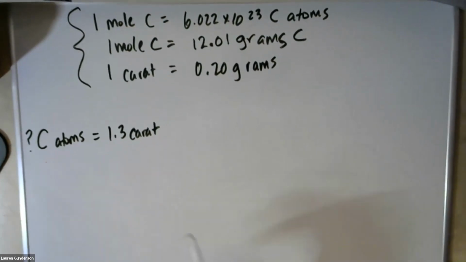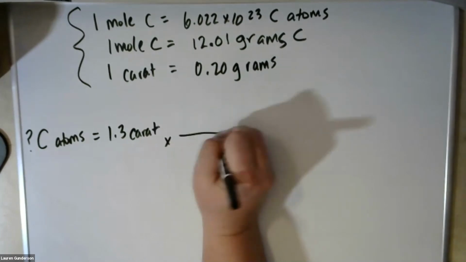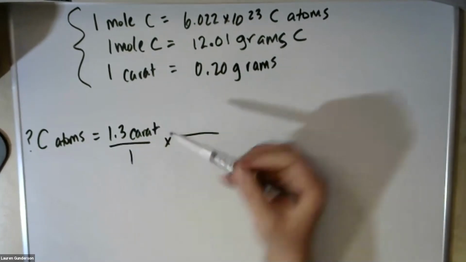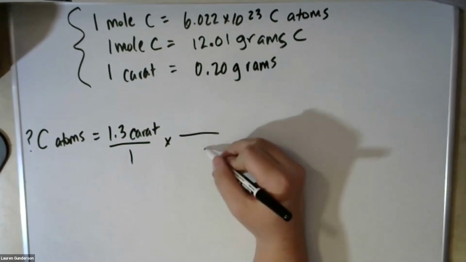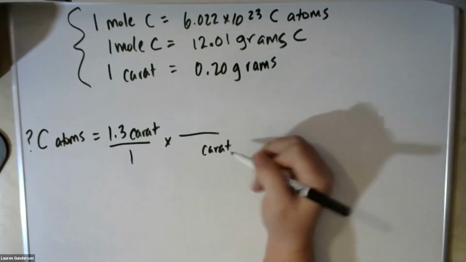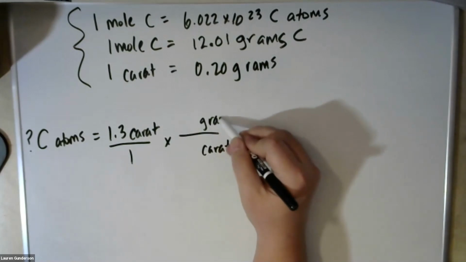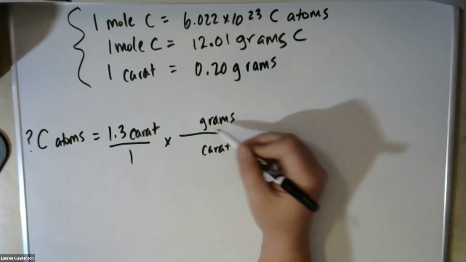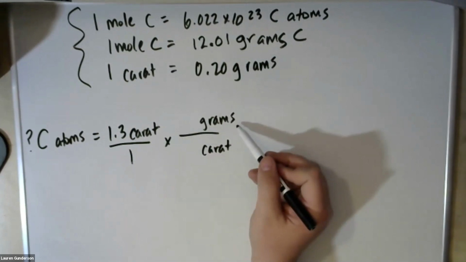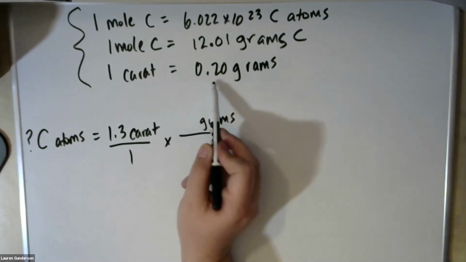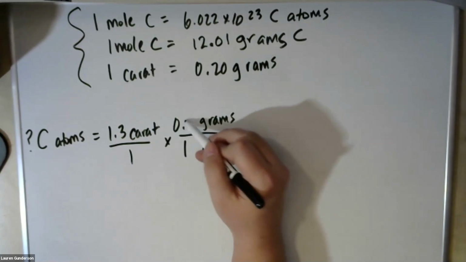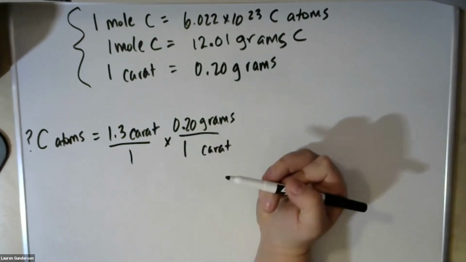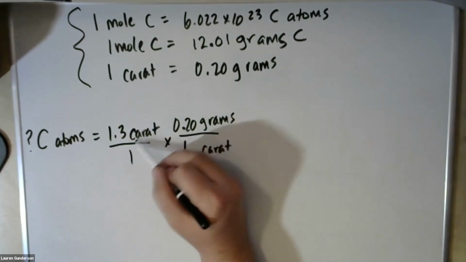Just one step at a time. The first thing I want to do is get rid of this unit of carats. So I'm going to put carats on the bottom and grams on the top, because I want to get rid of carats and turn it into grams. I'm going to look at this conversion factor that they gave us here. Every 1 carat is 0.20 grams.